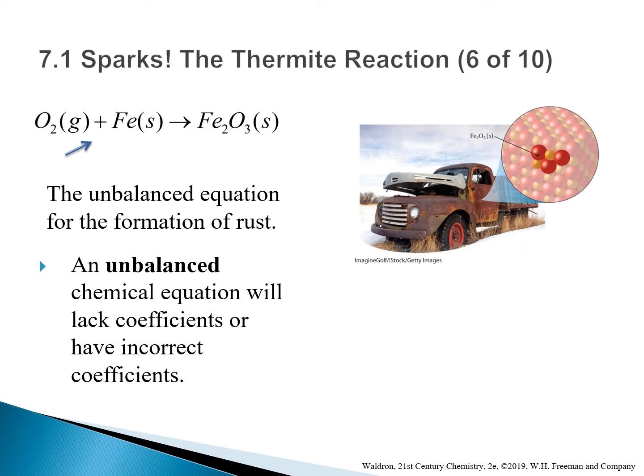Let's consider the unbalanced chemical equation for the formation of rust from iron and oxygen gas. An unbalanced equation such as this one is missing coefficients or it has incorrect coefficients. We balance this reaction by first looking at how many of each atom is on each side of the unbalanced equation. On the left, we can tell from the chemical formulas that we have 2 atoms of oxygen and 1 atom of iron. On the right-hand side, we have 3 atoms of oxygen and 2 atoms of iron.